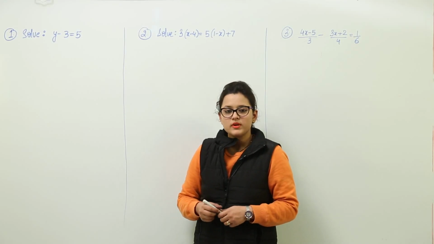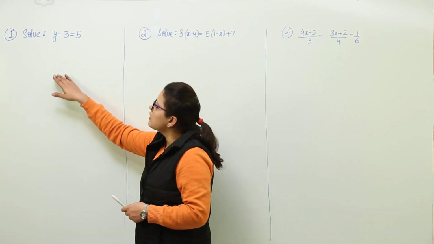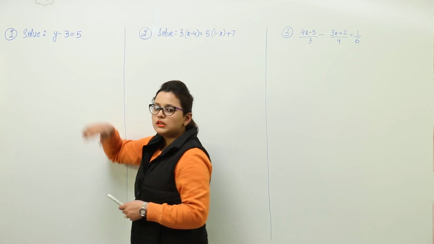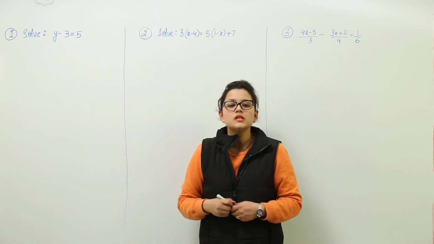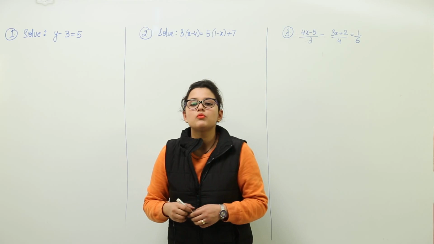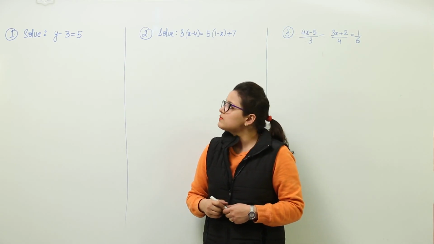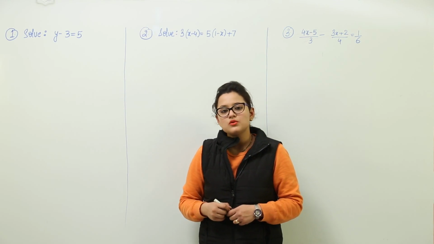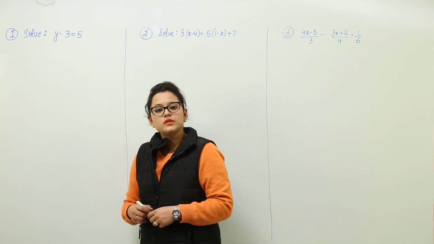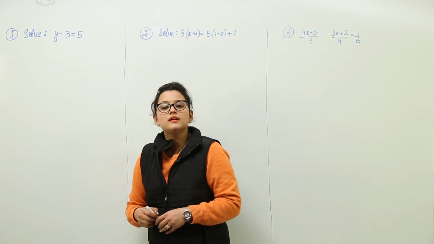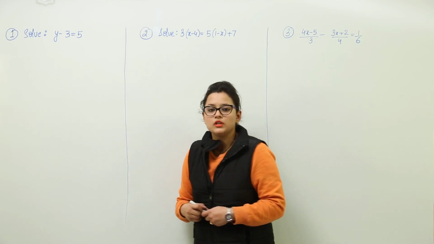Now let us do some questions. The first question is we have to solve this linear equation. Now solving means we have to find out the solution of the equation, and what is the solution? The value of the variable that will satisfy the equation is the solution of the equation. And how do we find that out? We will find that out using the rules that we have learnt.